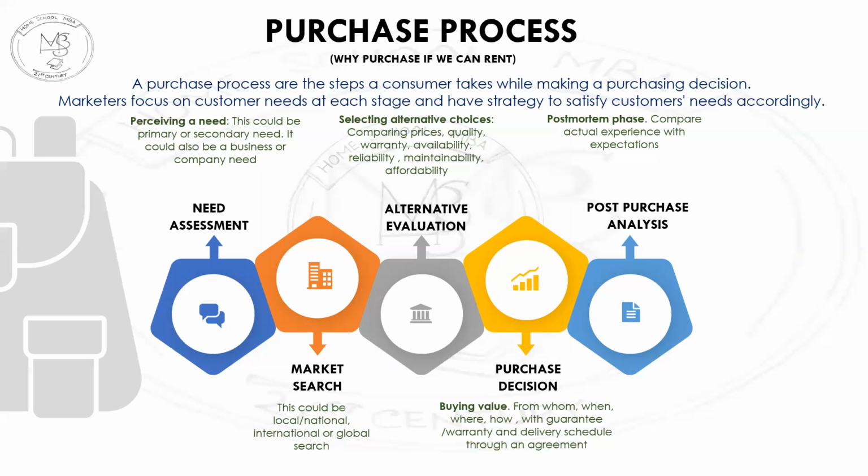Then you go to step number three: what alternatives do you have to buy? That is selecting alternatives, that is comparing prices, quality, warranty, availability, reliability, maintainability, and affordability. These are those business buzzwords that must be analyzed and evaluated. When we say comparing prices, what we do is we invite prices from different vendors, and then we assess them and analyze them.